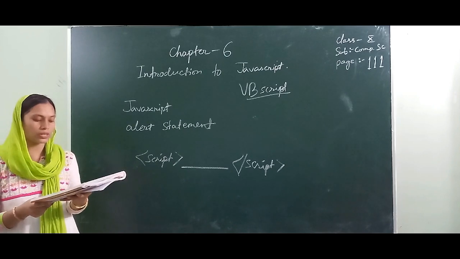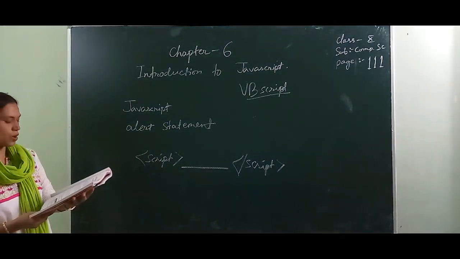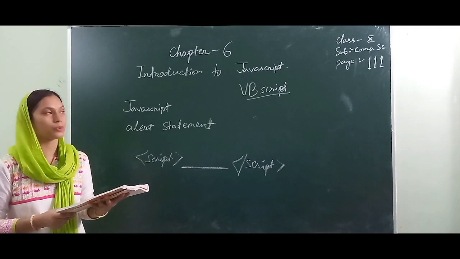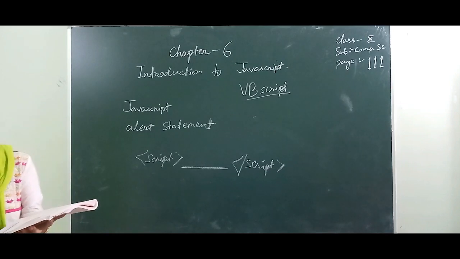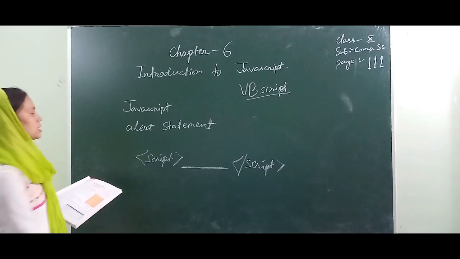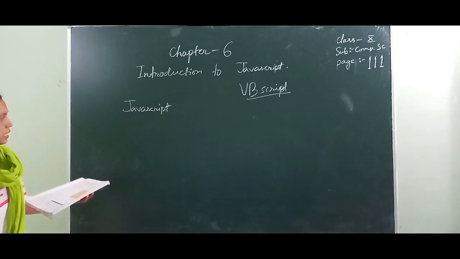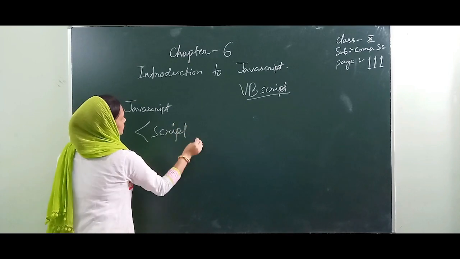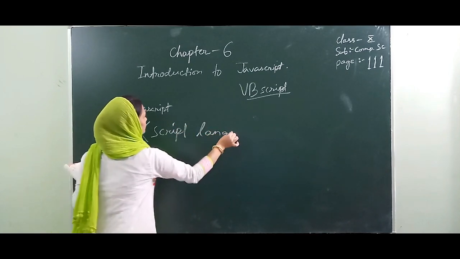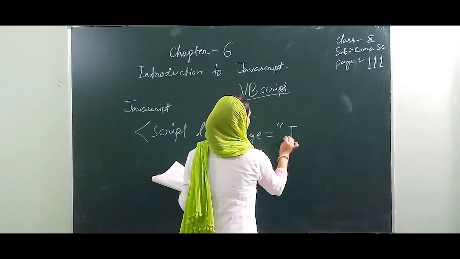The script tag has two important attributes, that is language and type. You can use the language attribute or you can also use the type attribute. So we have two attributes, sorry, not in JavaScript, in the script tag. That is script language equal to JavaScript.